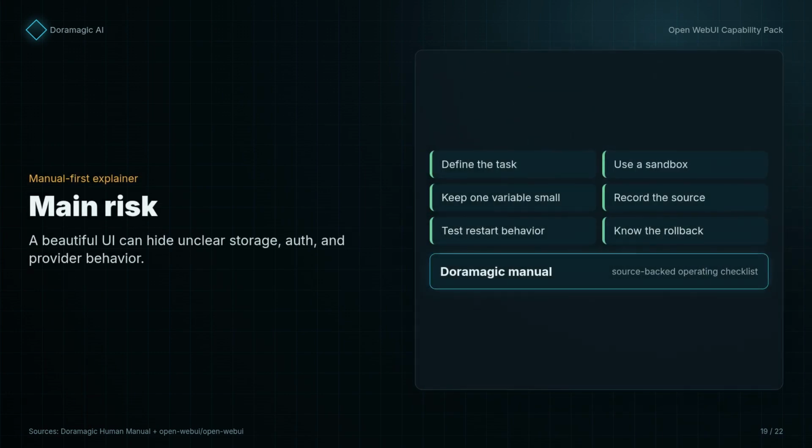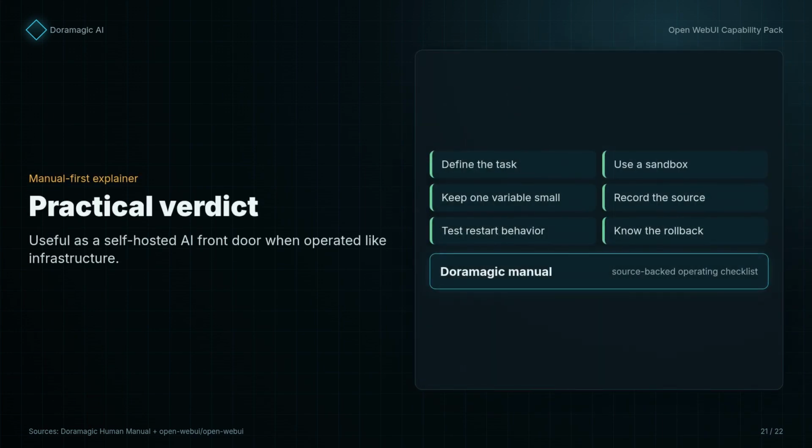The point is not to make Open WebUI scary. The point is to treat it as infrastructure, not a skin over a model. If you use it that way, it can become a useful private AI workspace. If you skip the boundaries, you may get a beautiful dashboard with unclear data ownership. My verdict: Open WebUI is worth exploring when you want a maintainable self-hosted AI front door for local or compatible LLM backends. Start small, verify storage and authentication. Keep the model layer explicit, and use the Doramagic manual before you promote it from experiment to daily workspace.